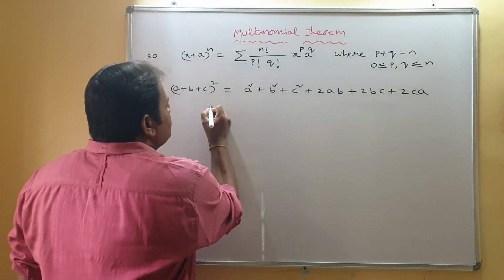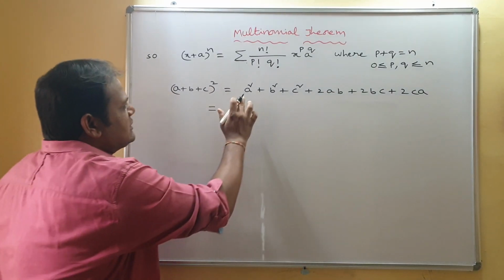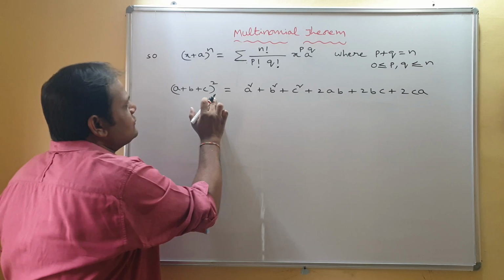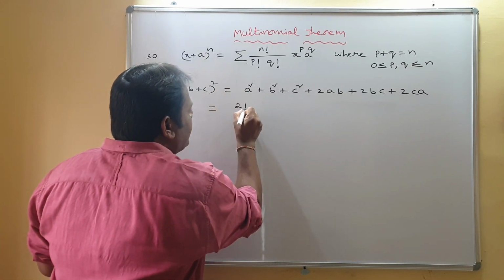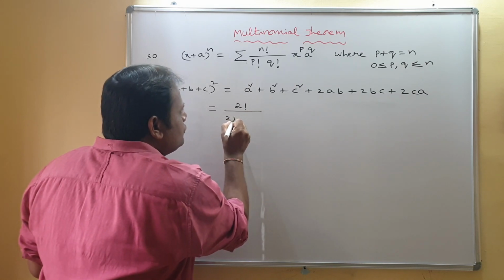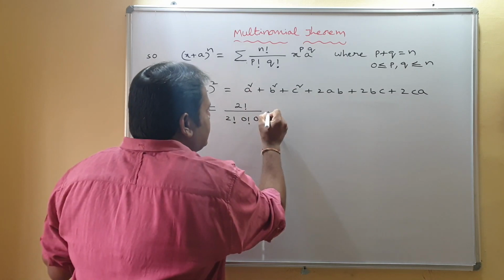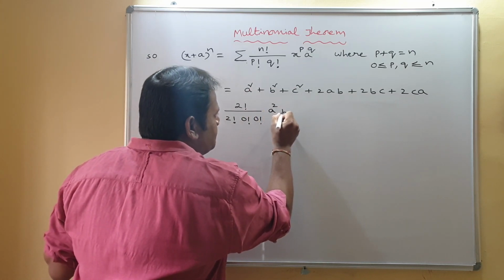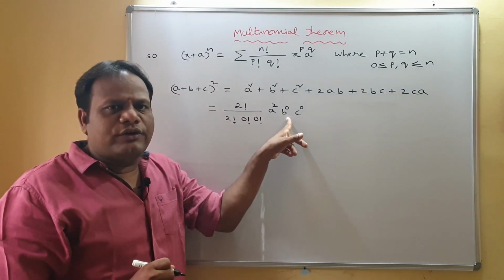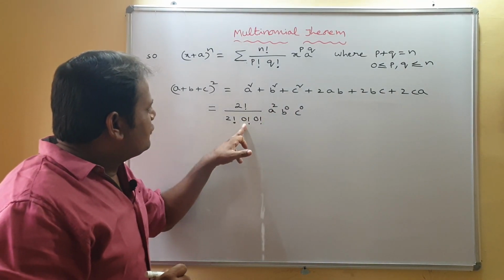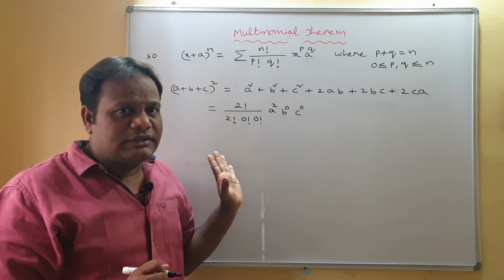So here, how the terms are, once you observe: the first is a square. For this, what is the n value? 2. So I can write it as 2 factorial by 2 factorial 0 factorial 0 factorial into a square, that is a square b power 0 c power 0. Can I write? b power 0 is 1, c power 0 is 1, 0 factorial is 1, 0 factorial is 1, 2 by 2 is 1. Simply it is a square.